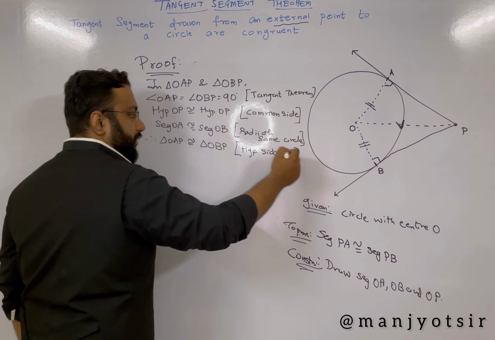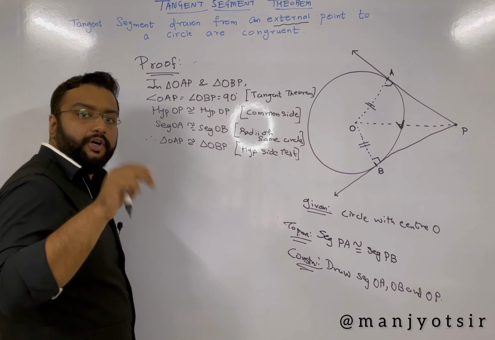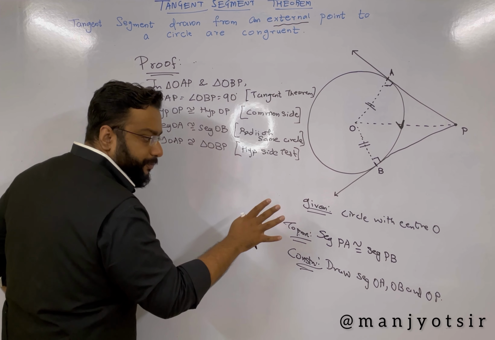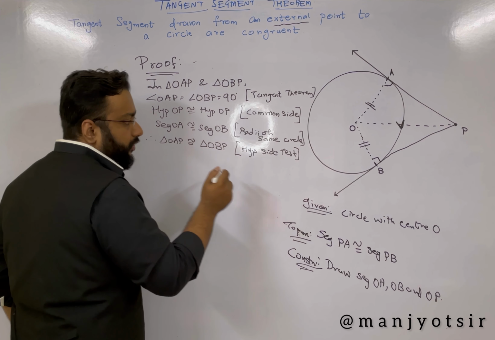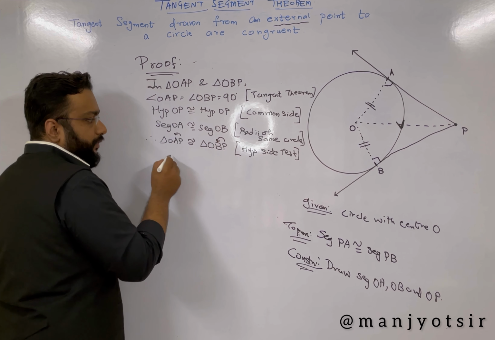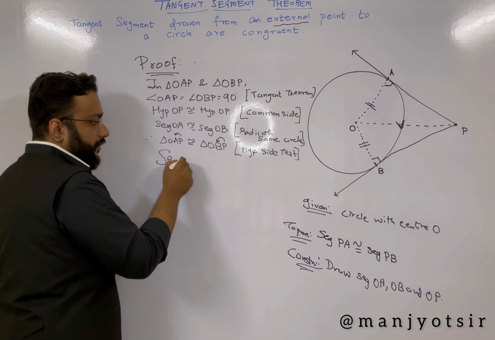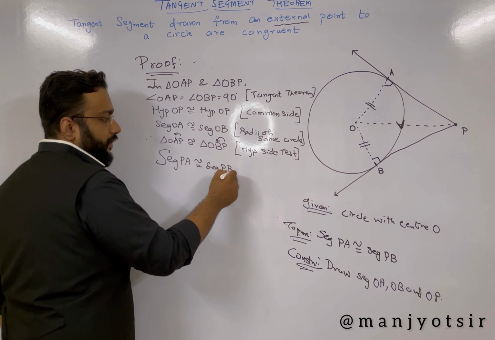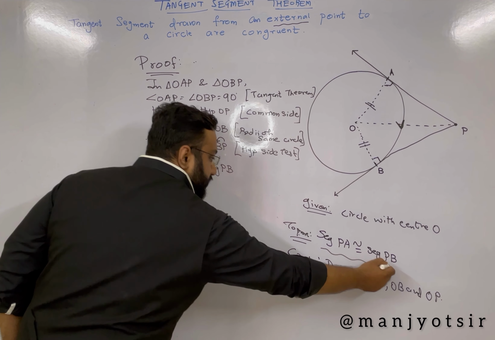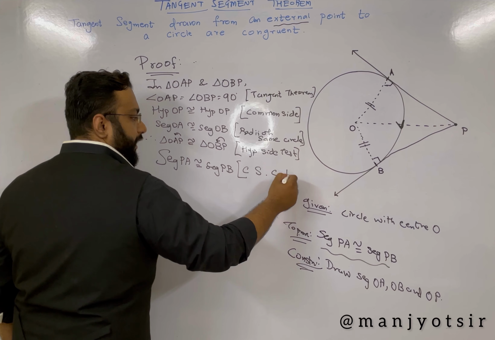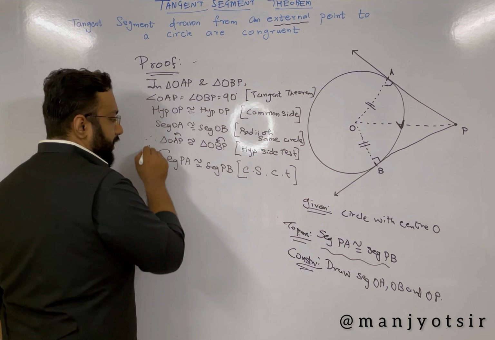I hope everyone is clear with this. Now, since we got two triangles congruent, their corresponding sides will also be congruent. So in the to prove part, we need PA and PB congruent. Observe here, PA is corresponding to PB. So we can say segment PA will be congruent to segment PB. And just check, our proof is done. That is what we were supposed to prove. And the reason will be corresponding sides of congruent triangles, CSCT. And our proof is done.